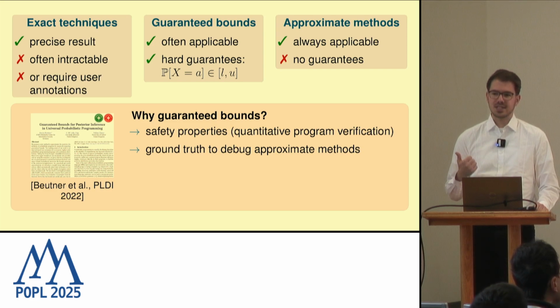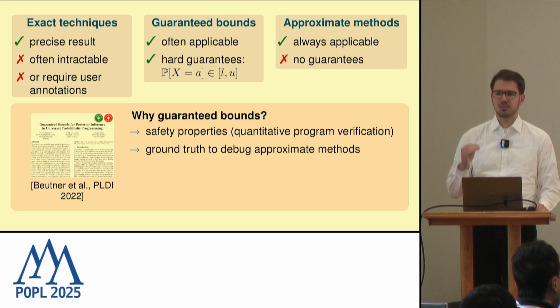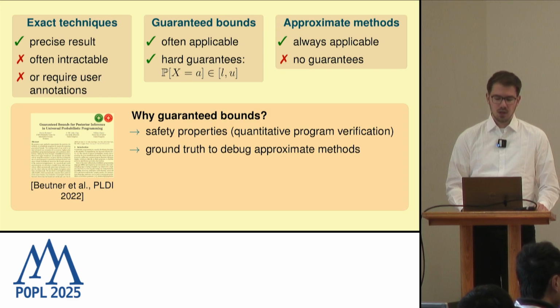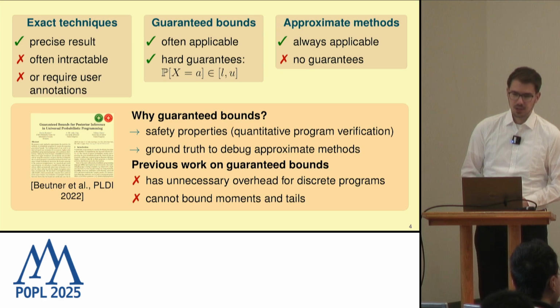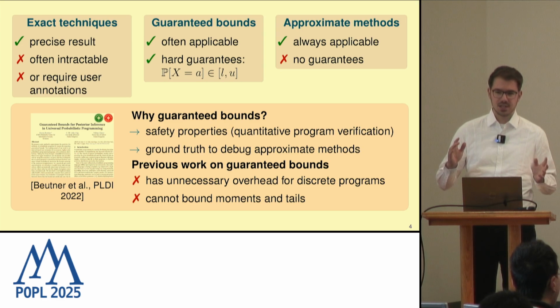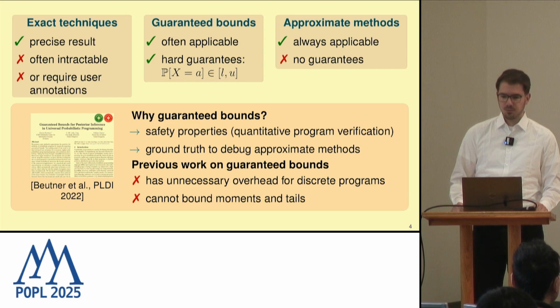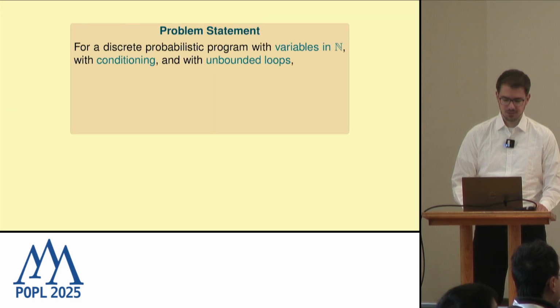First of all, you can view them as safety properties, so you bound the probability of reaching unsafe states. And you can also use them as a ground truth to debug approximate inference methods. In the previous work, this was a very general setting with continuous variables. And if you apply the same thing to discrete programs, it turns out it has quite a bit of overhead. Furthermore, it could only bound probabilities and not moments and tails. And those are 2 points we address in this work.